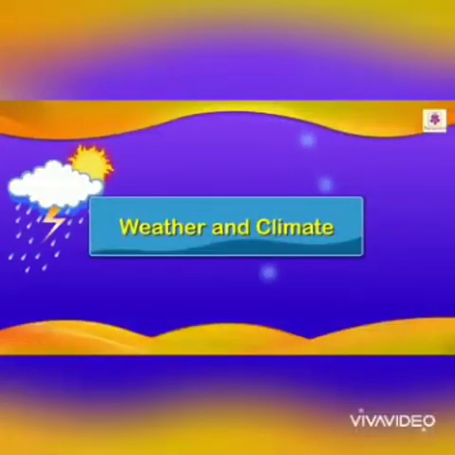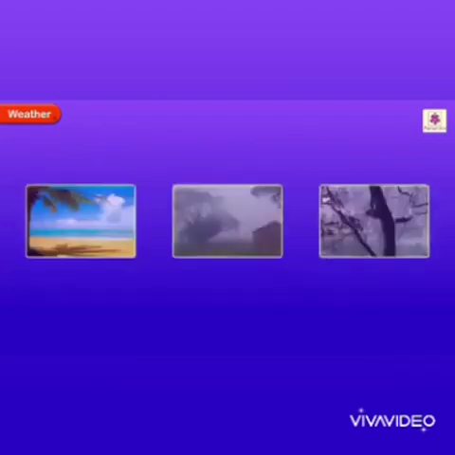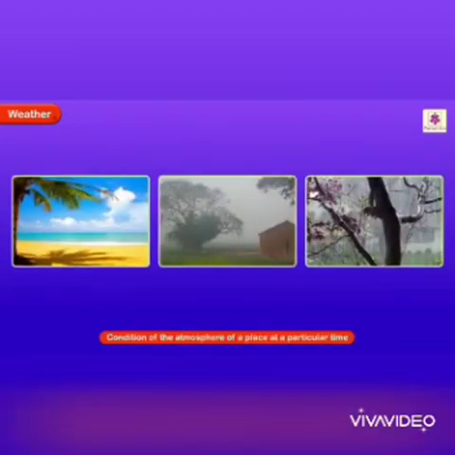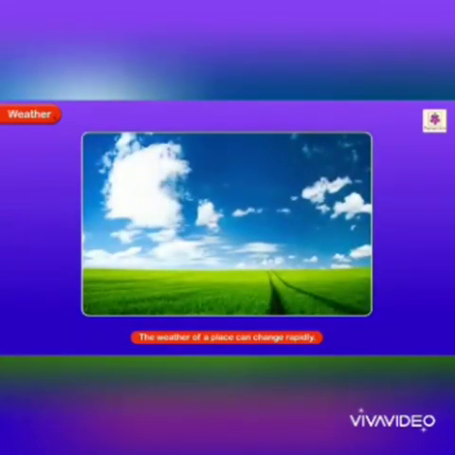It may start raining in the morning, but the afternoon may be bright and sunny. The weather of a particular place depends on the temperature, the moisture in the air, the pressure of air, and the movement of air or wind.